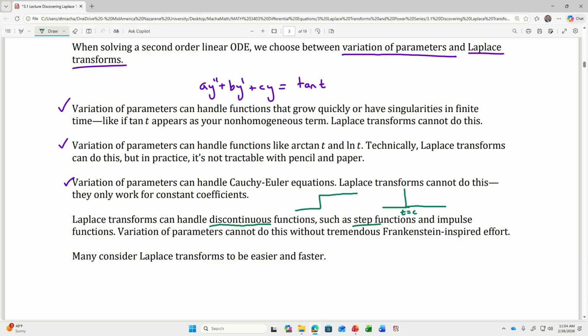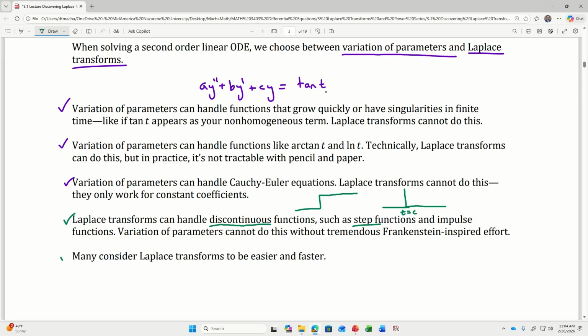So that's a win for Laplace transforms. Not to say you can't do that with variation of parameters, but you've got to do a lot of breaking and stitching things together. That's what I mean by Frankenstein, right? You've got to calculate a solution with one ODE, and then you stop it, and then you take those as the initial conditions for another ODE with a different non-homogeneous term, and it's a lot of effort. It's a lot worse. So that's a win for Laplace transforms.